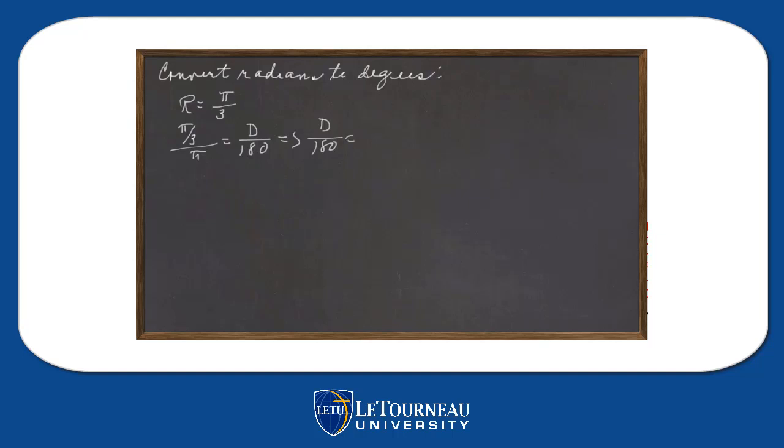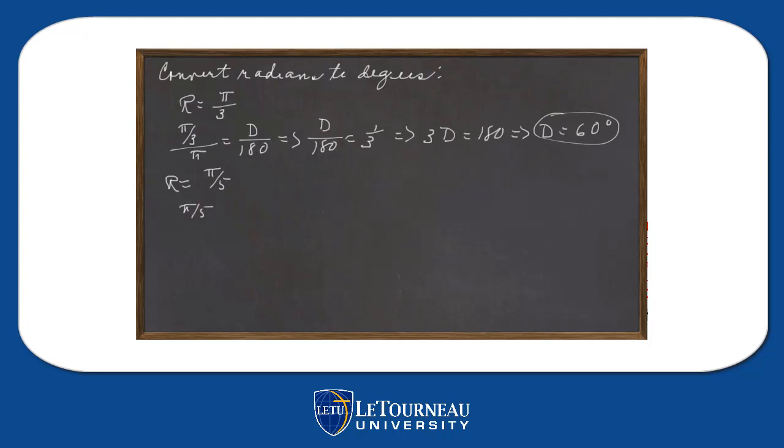Now, next, let's convert radians to degrees. All right, so suppose we have pi over 3 radians. So we'll say pi over 3 is to pi as d is to 180. That implies that d over 180 equals 1 over 3. Do your arithmetic here. So 3d is 180, d is 60 degrees.